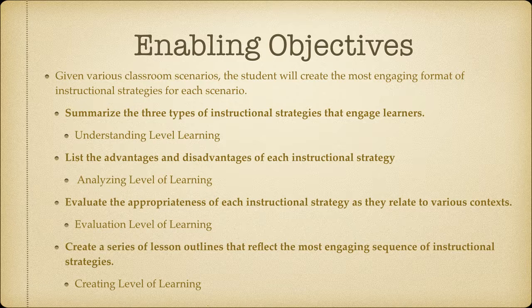Now, when you do your enabling objectives, you're going to do the same thing. They're going to start with a verb. The verb is going to be a measurable, specific verb, and then you're also going to identify the level of learning for each one of your enabling objectives. So I'm going to expect to see that on your lesson plan.